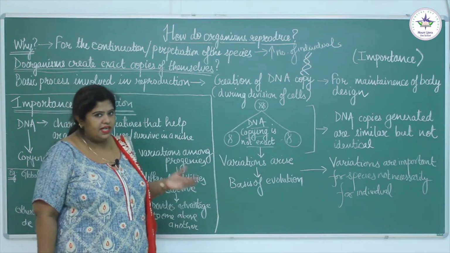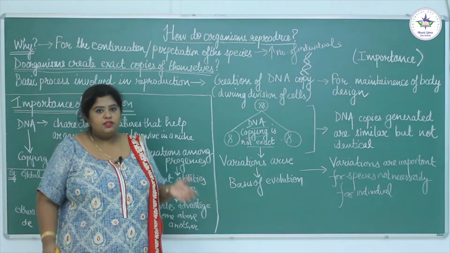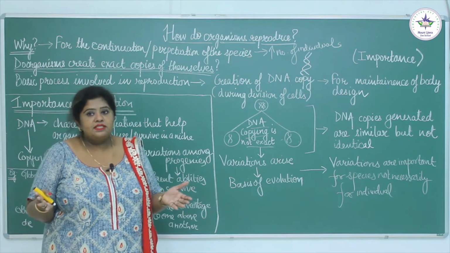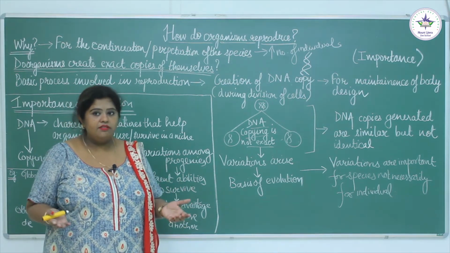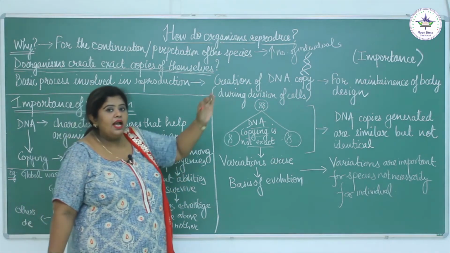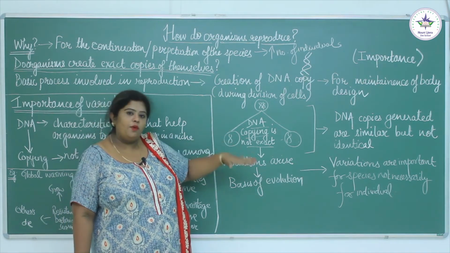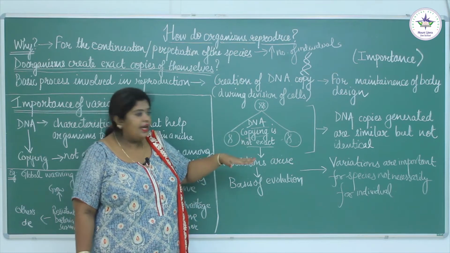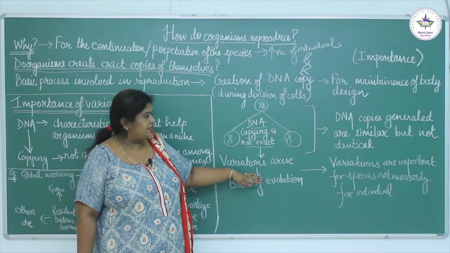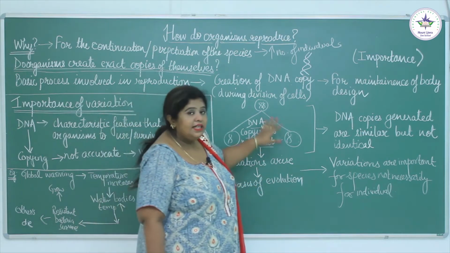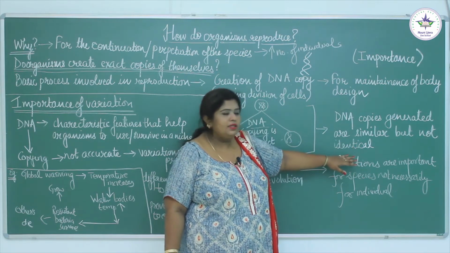features of siblings. So if a couple produces a boy and a girl, the siblings, the brother and sister, they are different. Why? Because though they have got their DNA from the same set of parents, the DNA copying in both cases was not accurate. That's why they have variations among themselves. So what we can say is that the DNA copies which were generated are similar but not identical.